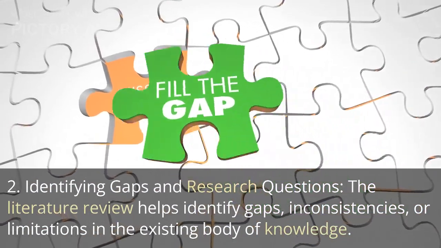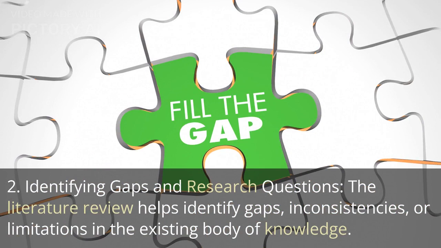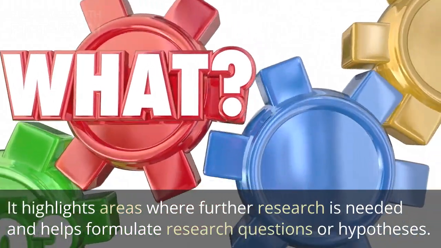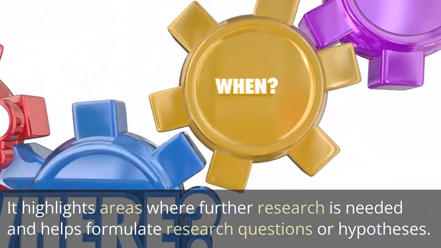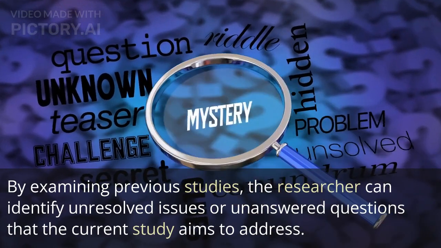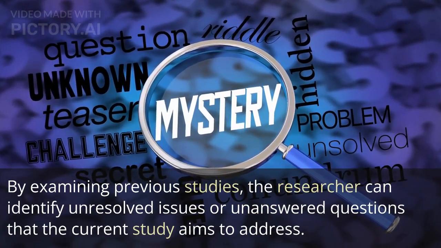2. Identifying gaps in research questions. The literature review helps identify gaps, inconsistencies, or limitations in the existing body of knowledge. It highlights areas where further research is needed and helps formulate research questions or hypotheses. By examining previous studies, the researcher can identify unresolved issues or unanswered questions that the current study aims to address.